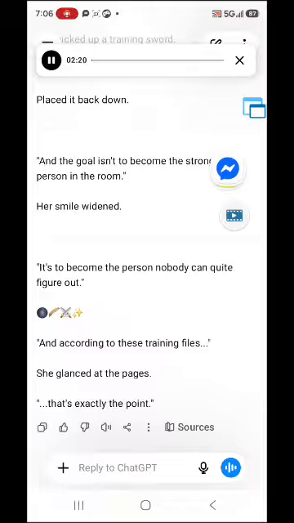A conversation between movement and awareness, a conversation between chaos and structure, a conversation between unpredictability and control. She picked up a training sword, spun it once, placed it back down. And the goal isn't to become the strongest person in the room. Her smile widened. It's to become the person nobody can quite figure out. And according to these training files, she glanced at the pages.